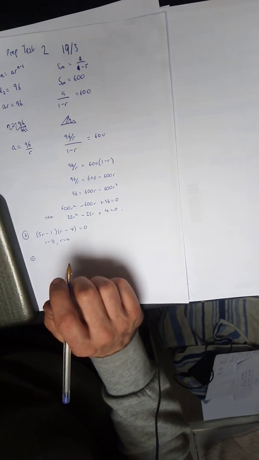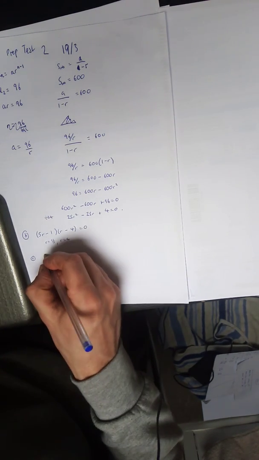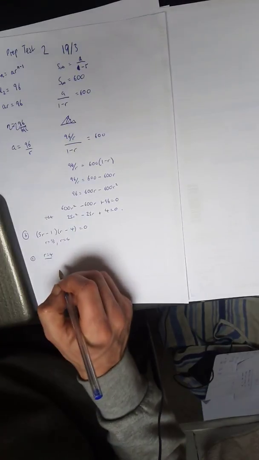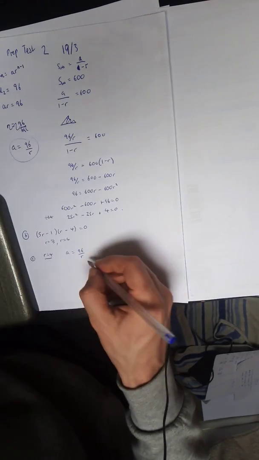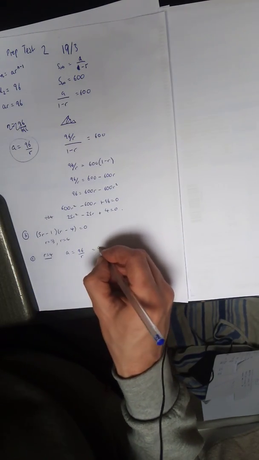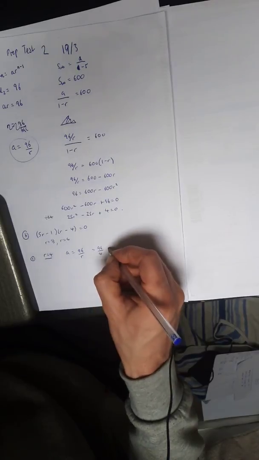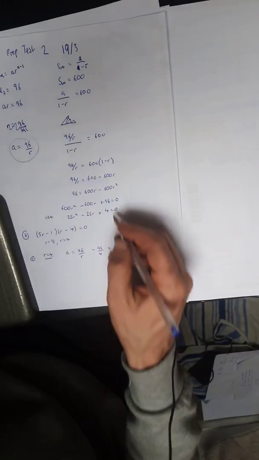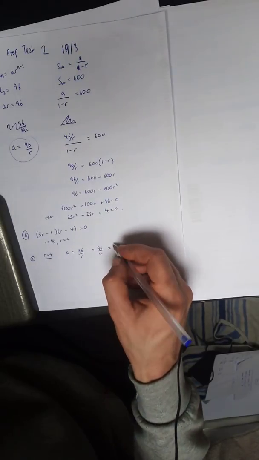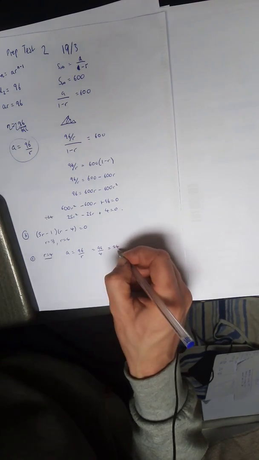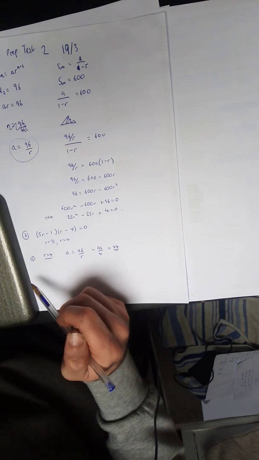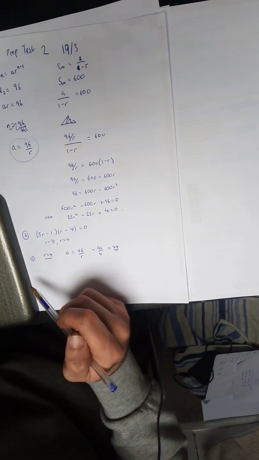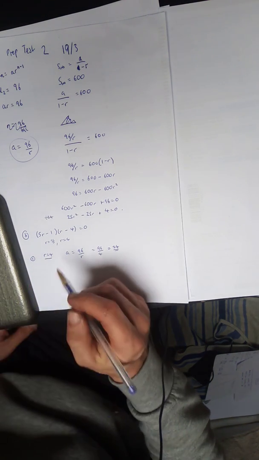For the larger value of R, find the corresponding value of A. Well, we know that A is equal to 96 over R, which is equal to 96 over 4/5, which is 120. Find the smallest value of n for which Sn exceeds 599.9.